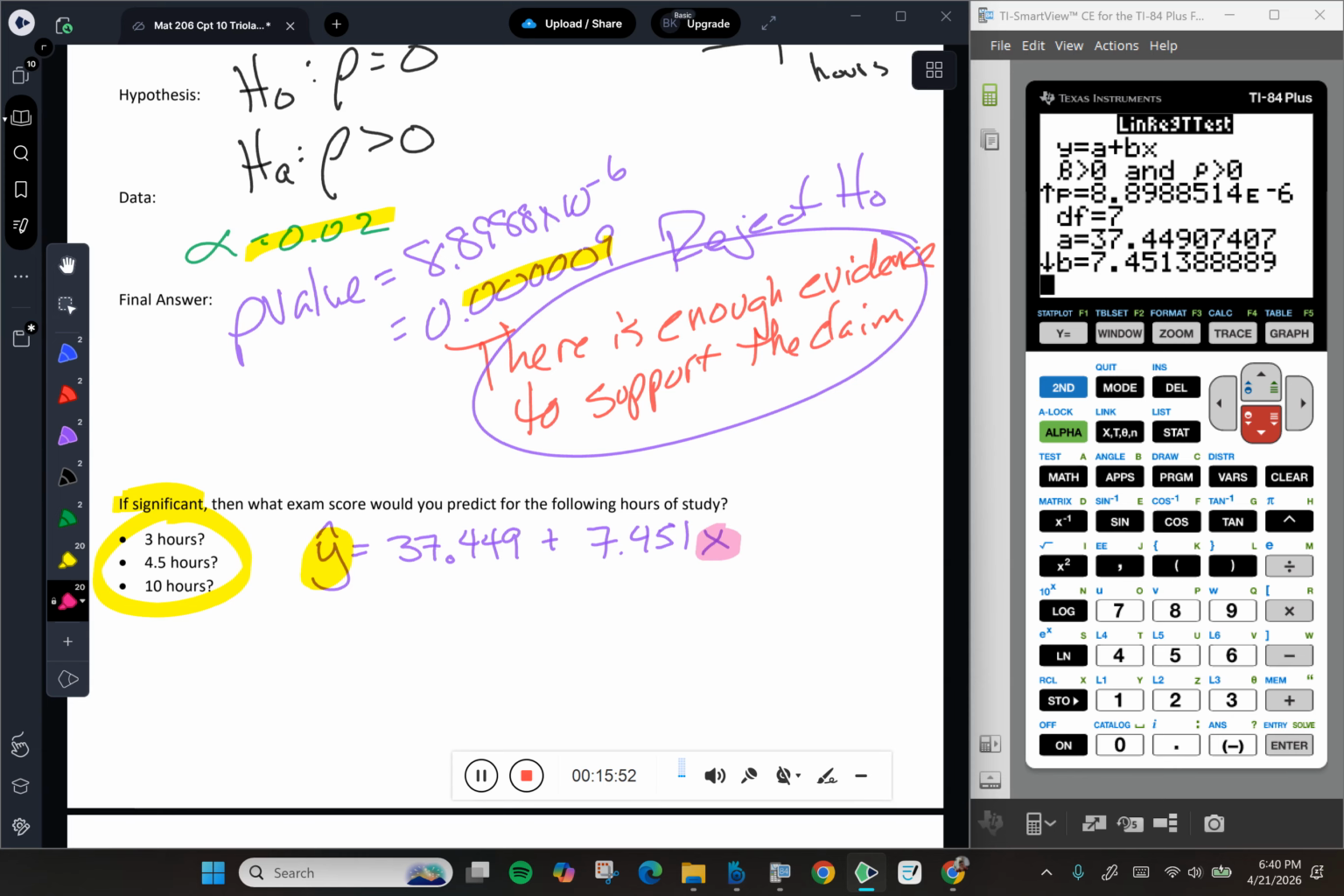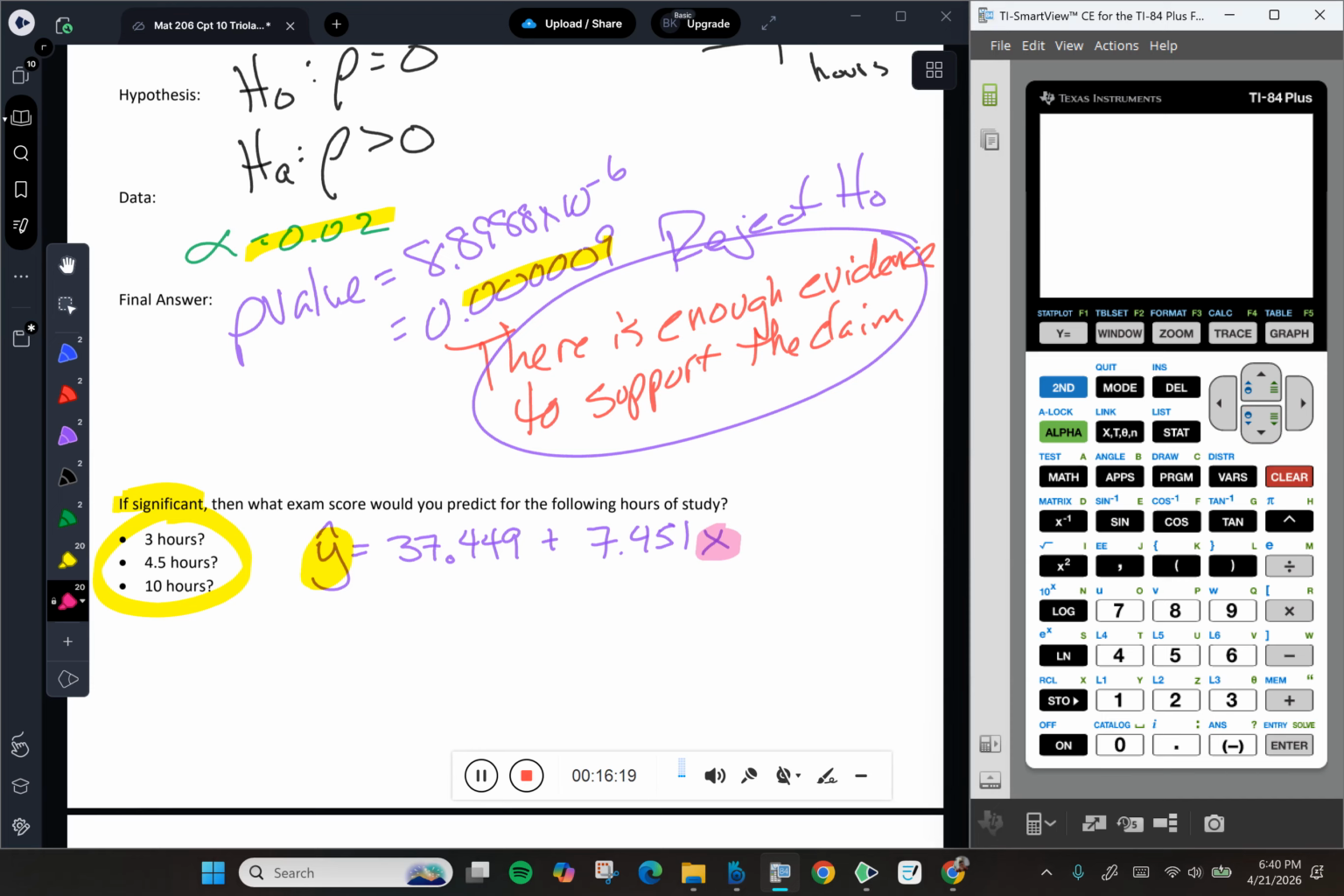So now to answer these three questions right here, essentially what they're asking me to do is, what would be the predicted score if they studied for 3 hours? So plug in a 3 for x and see what happens. What would be the predicted score if they studied for 4.5 hours? So plug in 4.5 for x and see what happens. And then 10 hours, just plug in 10. So I can do that.